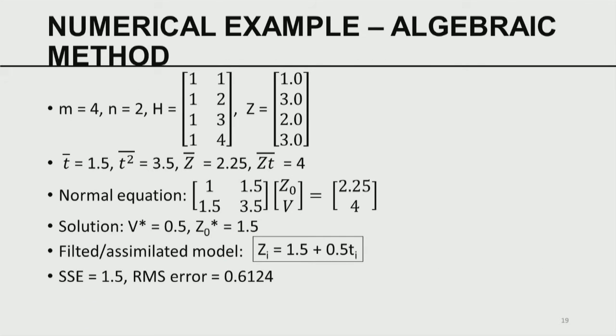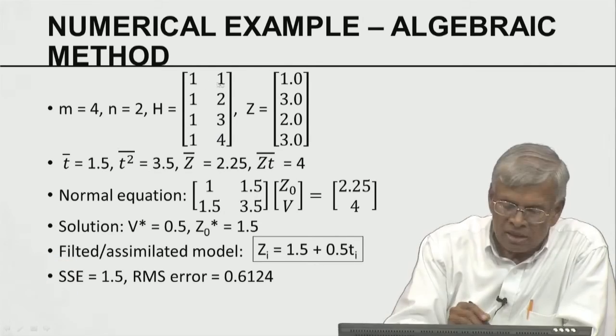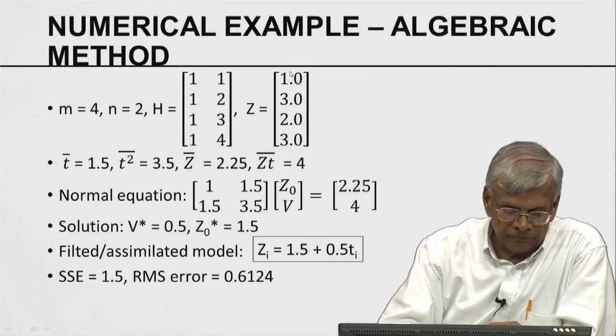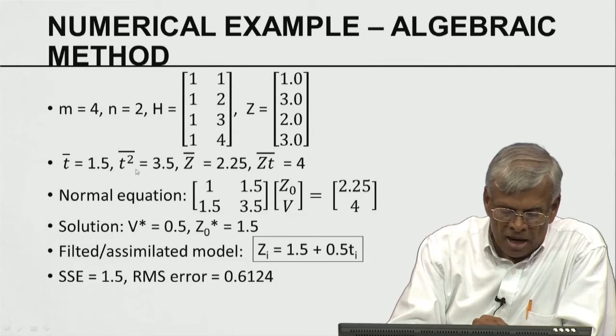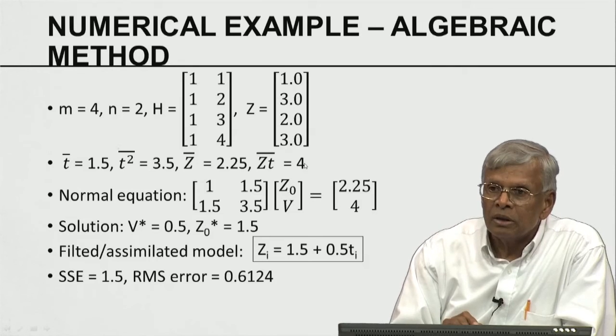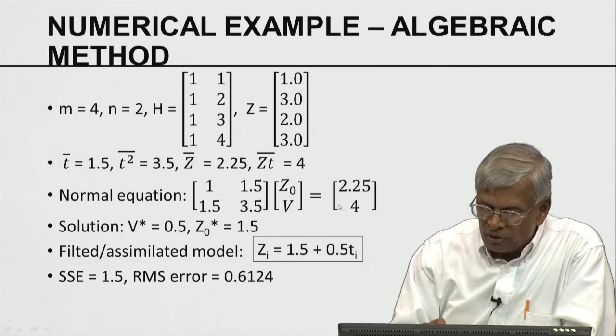So a numerical example. H is the matrix that is given here, Z is the vector that is given here. I compute t bar and all the quantities in here. The 2 by 2 system takes the following form.